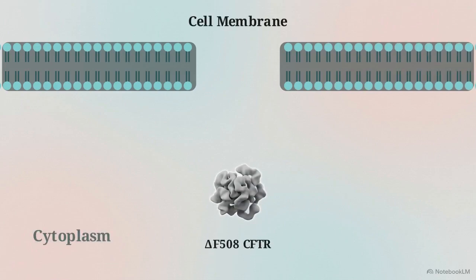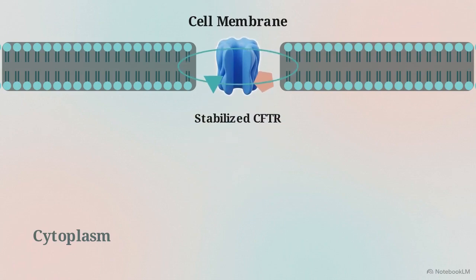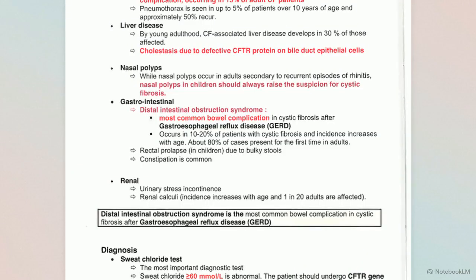Modern medicine has also developed upstream molecular correctors. The combination therapy lumacaftor-ivacaftor specifically targets the delta F508 mutation, improving the conformational stability of the CFTR protein and increasing its successful transit to the cell surface. Even with optimal therapy, acute emergencies occur.